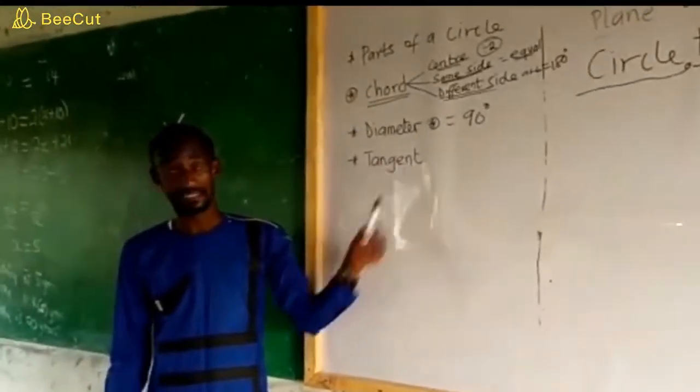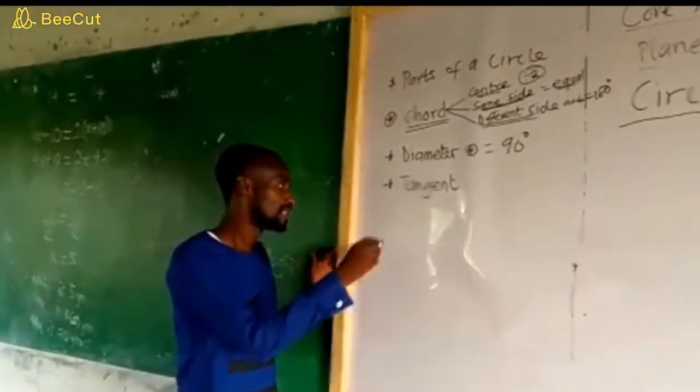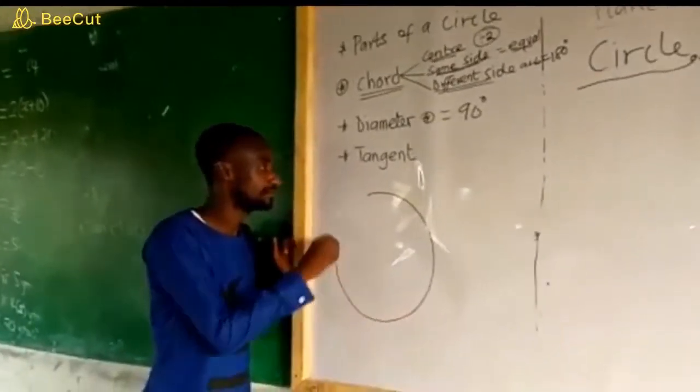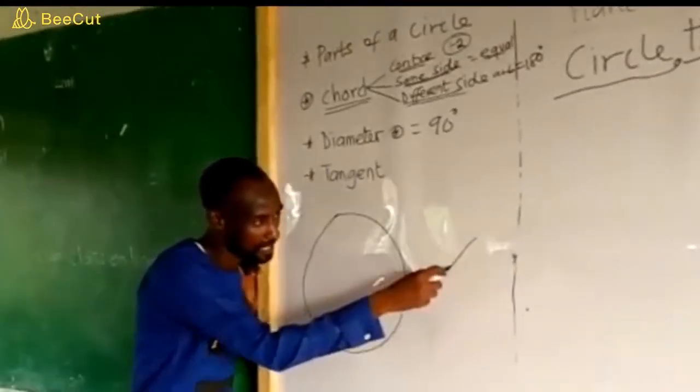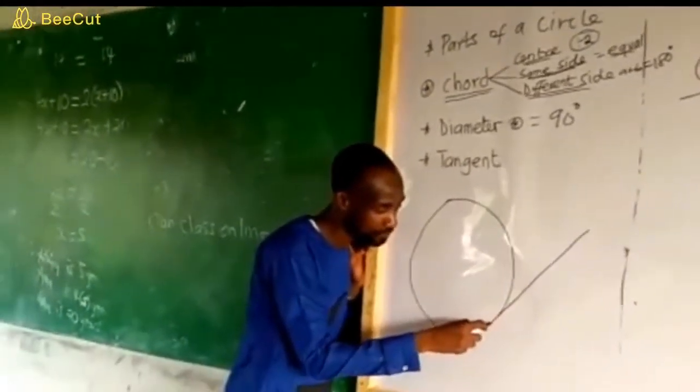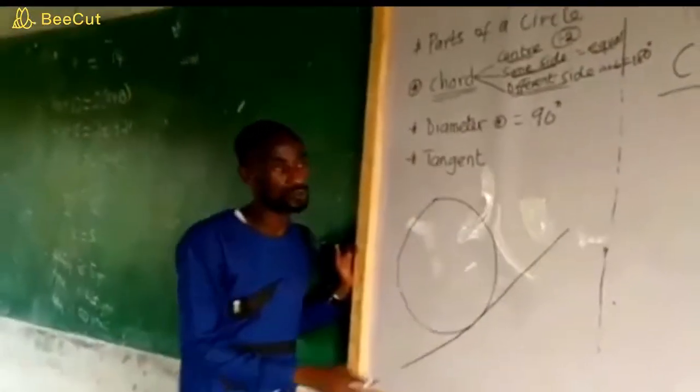That is the tangent. So what is a tangent? If I have a circle, any line that comes and touches the circumference is what we call a tangent.